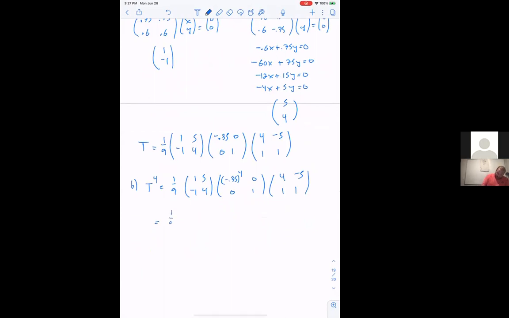So I'll keep the 1/9 for now. 0.35 to the fourth power is annoying. So I'm not even going to write it out. I'm just going to keep it as 0.35 to the fourth power. So I get 0.35 to the fourth power, negative 0.35 to the fourth power, 5, 4, 4, negative 5, 1, 1.